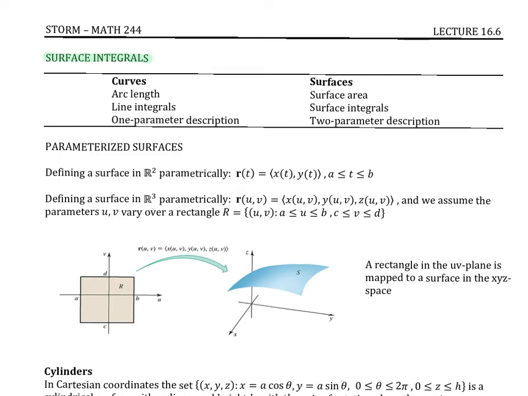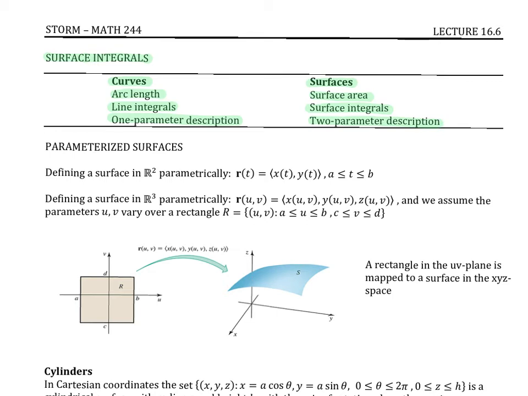Just to review, previously we were looking at curves with respect to arc length, and then we integrated with respect to a line integral. Our descriptions were one parameter, such as t. Now we're going to be in surfaces. We're going to be looking at surface area. We're going to integrate across the surface, so these are called surface integrals. And our descriptions will be two parameter descriptions.